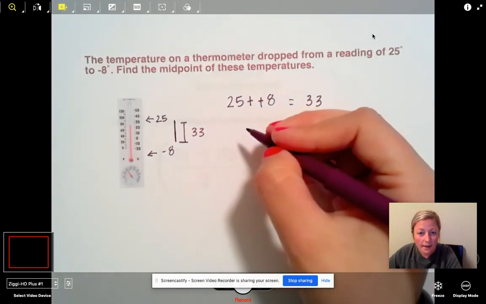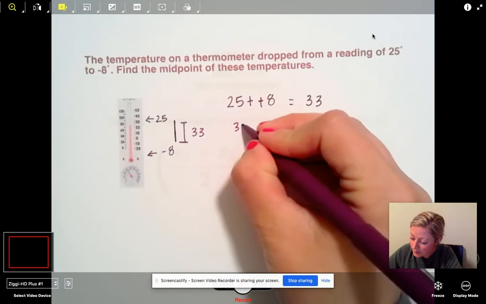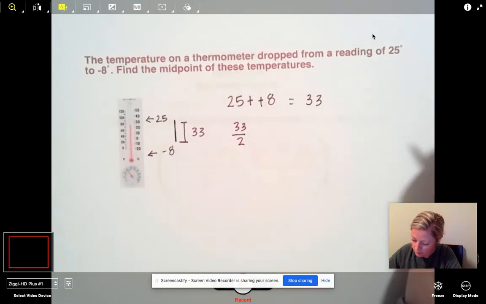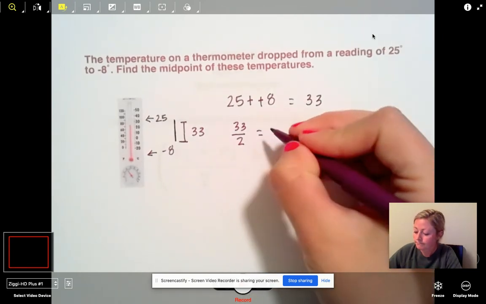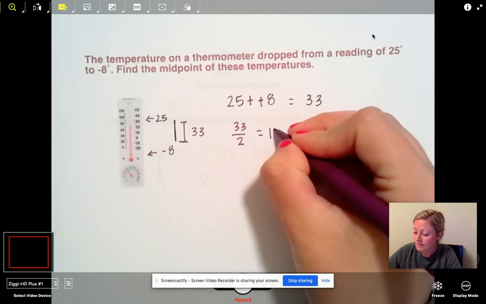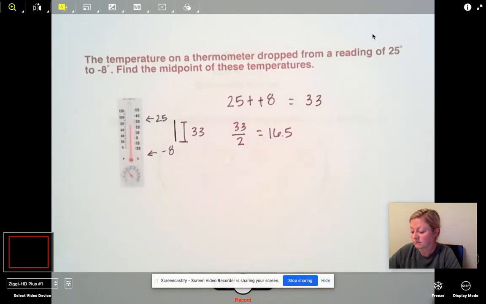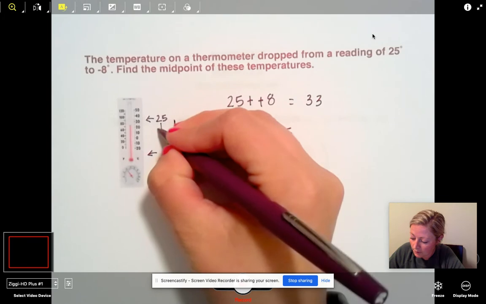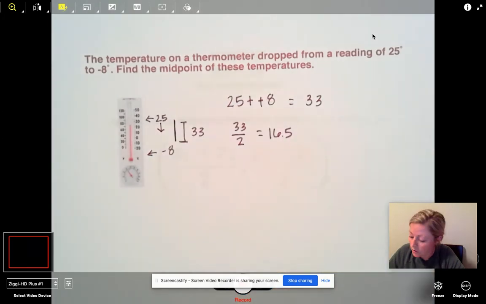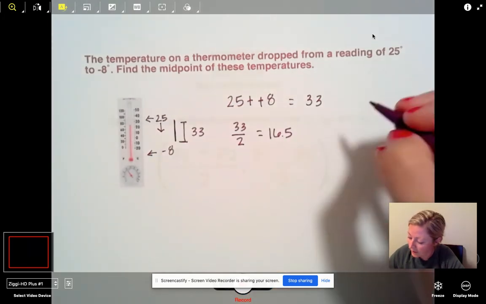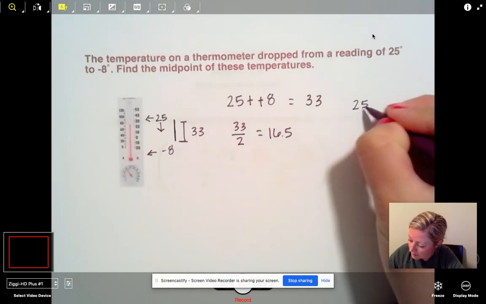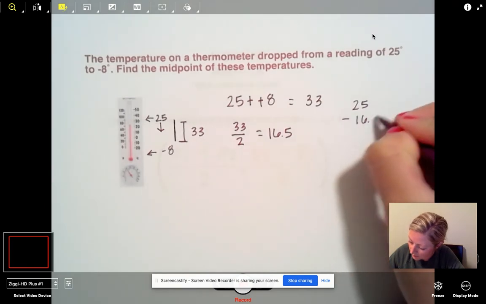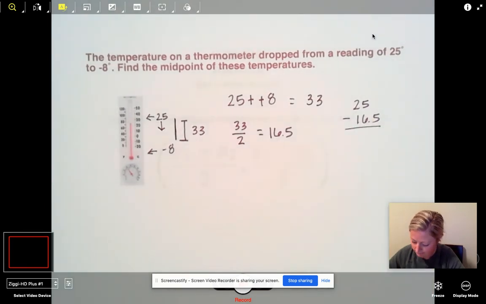Now I need to cut that in half because I want to find the middle. So 33 divided by 2 should give me what? 16.5? Yeah, right? So now from here, we have to go 16.5 degrees in one direction. So if I take 25 and subtract 16.5, what do we get?